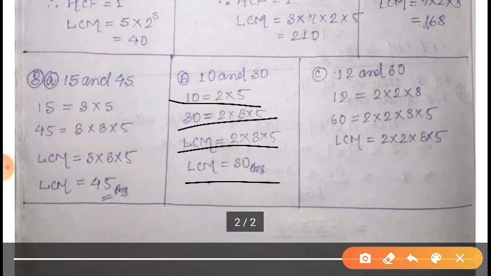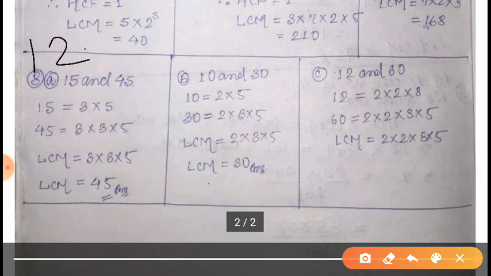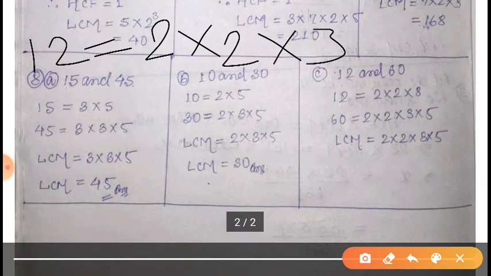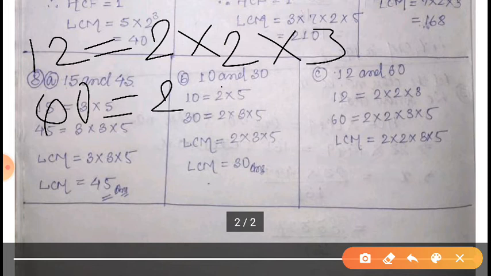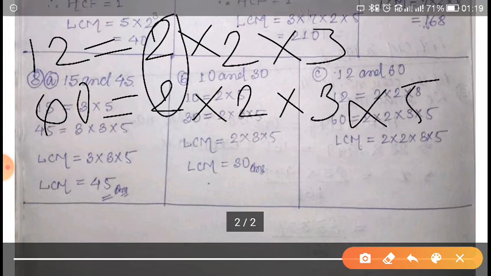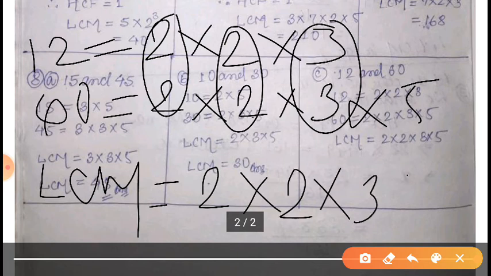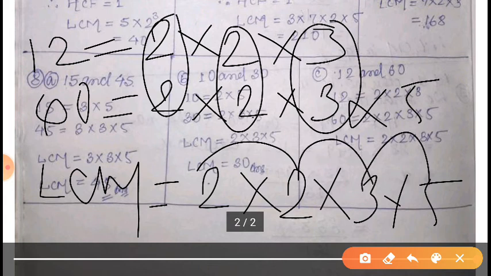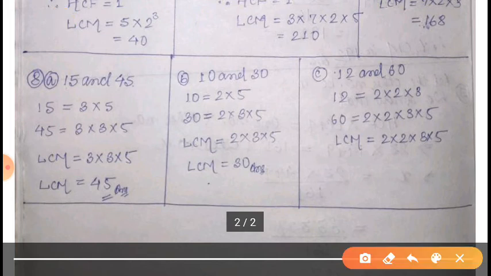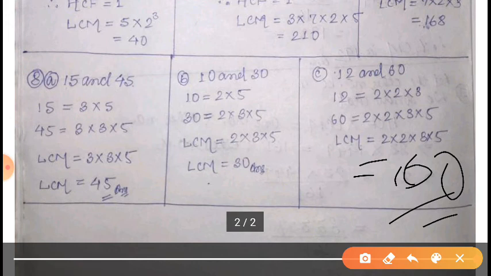Again, for 12 and 60, what can we do? For 12, we can write 2 into 2 into 3. 2 into 2 is 4, into 3 is 12. And after that, 60. In place of 60, we can write 2 into 2 into 3 into 5. So these are common factors. The LCM is equal to 2 into 2 into 3 into 5: 4 3s are 12, 12 5s are 60. So we will get the LCM equal to 60. I hope you have understood this.